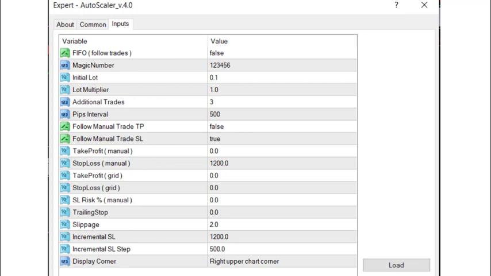I just want to show you very quickly, this is the input section for the EA. There's only a few options that you have to deal with whenever you're setting up a trade. And in our case, the trade you're going to see in a moment, we're trading mini lots. I have added 3 additional trades using AutoScaler. I'm spacing them 500 pips apart, which is like a $5 move. I have a $12 stop loss. I have the incremental stop loss set at $12 with movement every $5.